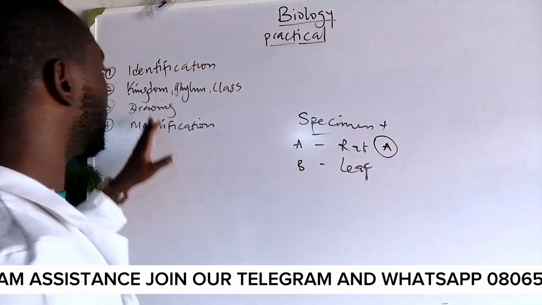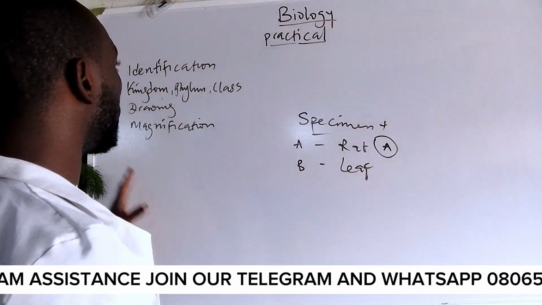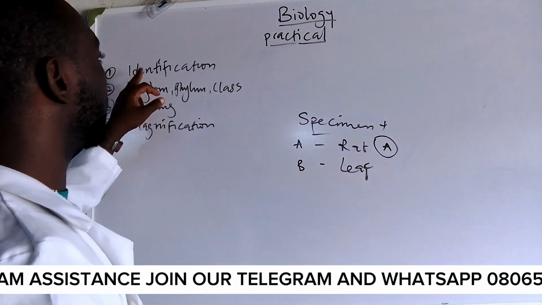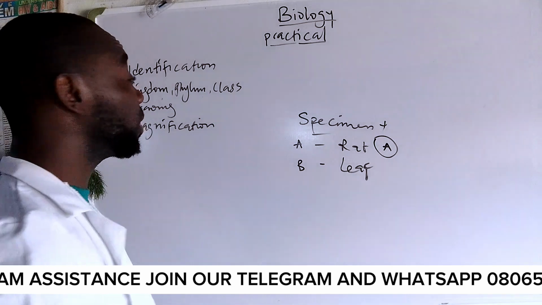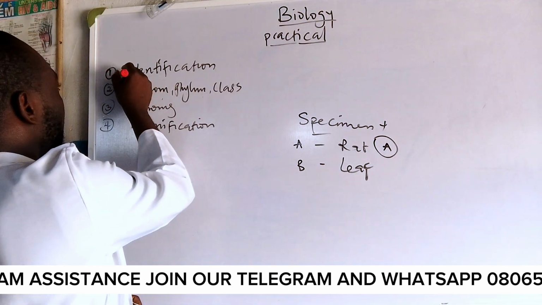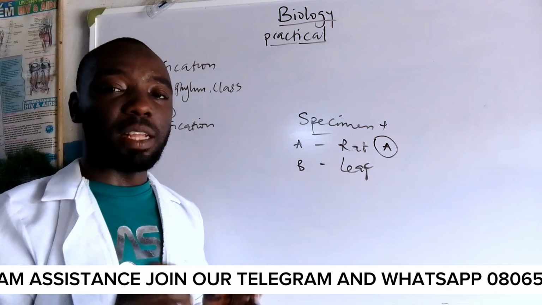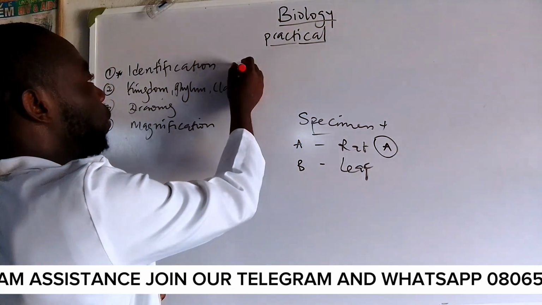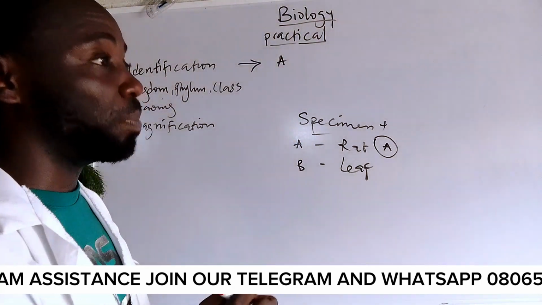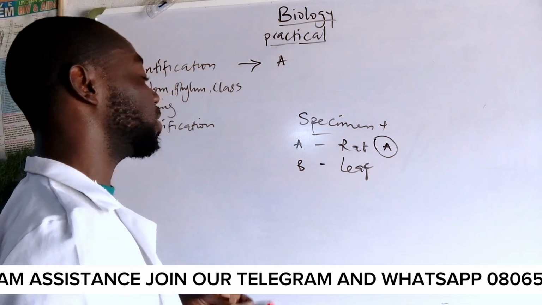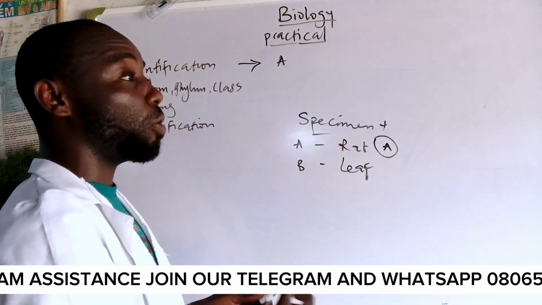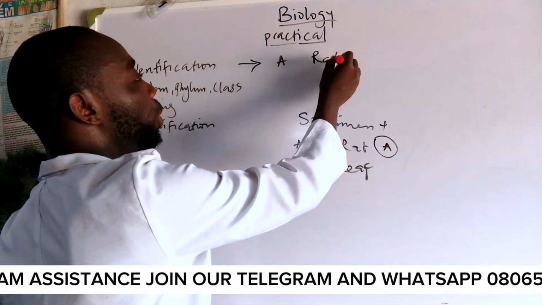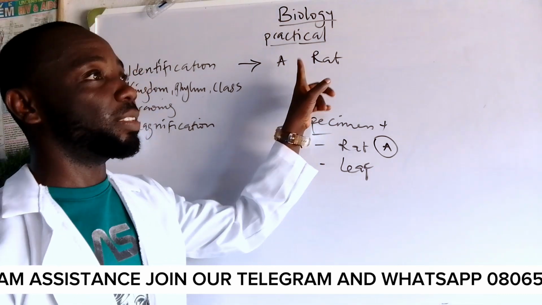So now let's take a look at some of these terms and how WAEC chooses to set questions using the specimen provided. In this particular exam, you will see something like "identify." What does identify mean? Identify simply means that you should write the name of the organism. Here they may ask you to identify specimen A. It means, what is specimen A? From the table where we placed all this, we can see that the specimen here is a rat. So all you need to do is come to your paper and write rat.